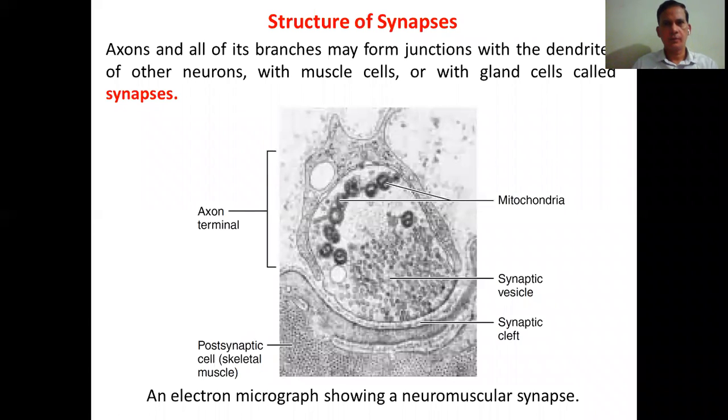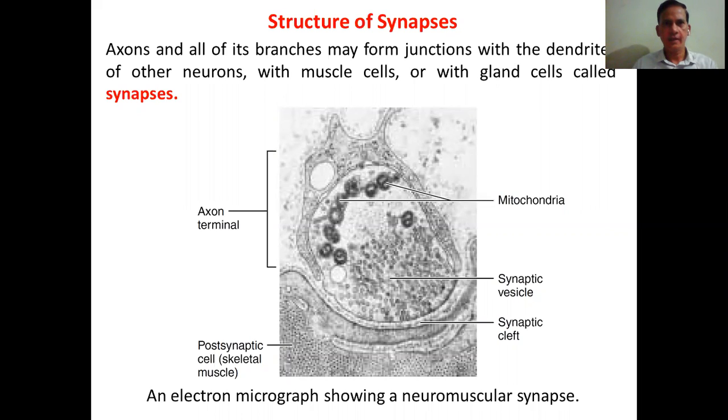After talking about how the impulse is being generated, a little bit about the structure of the neuron and how these impulses are moved from one point to another, now we'll move to the next topic, that is the structure of synapses.